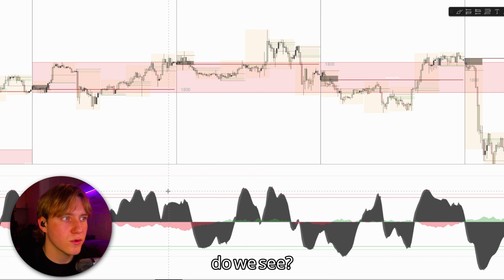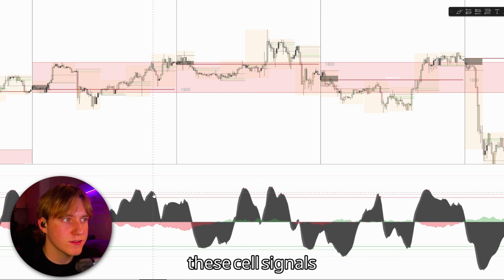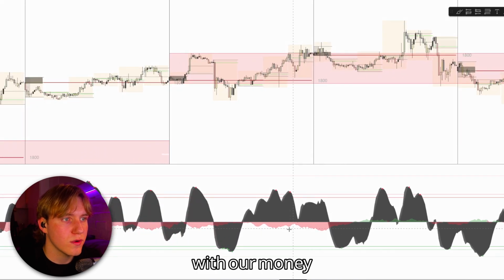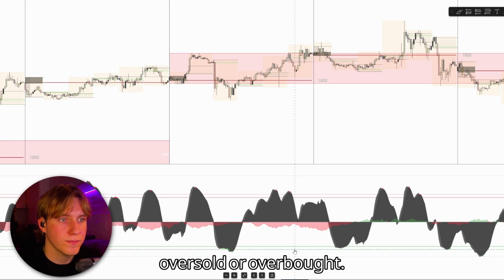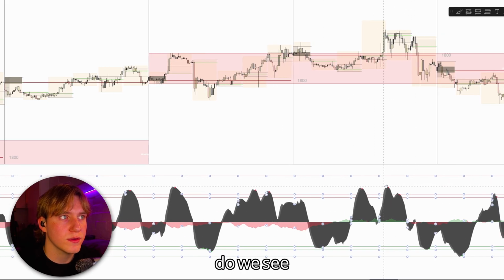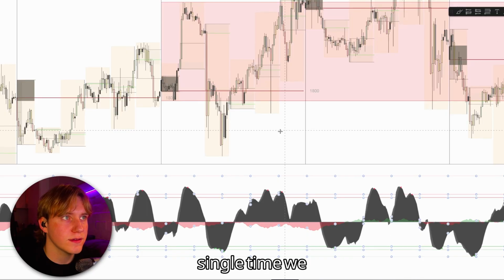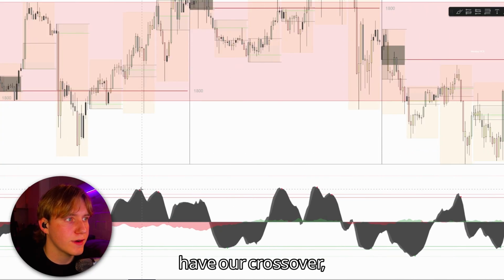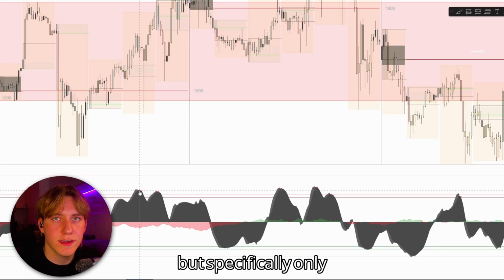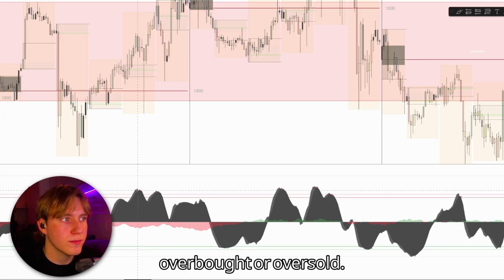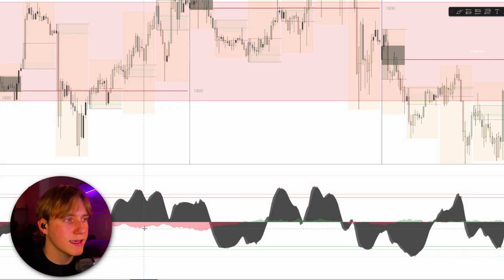So what do we see? We need to match up these sell signals with our money flow being oversold or overbought. Okay, cool. So what do we see from that? Every single time we have our crossover, so we see this lighter line crossing over with the dark line, we get our sell signal. But specifically only when we're overbought or oversold. And we can see that the money flow is in the red.